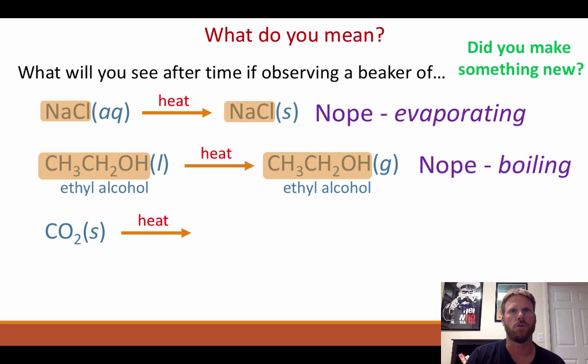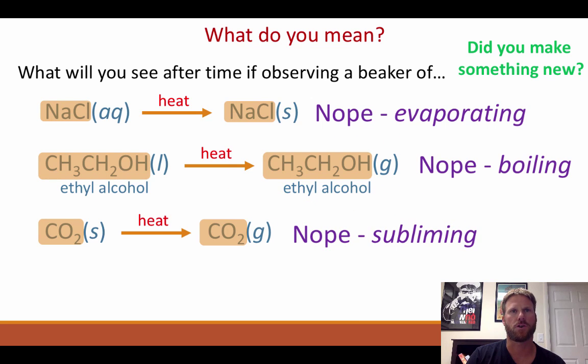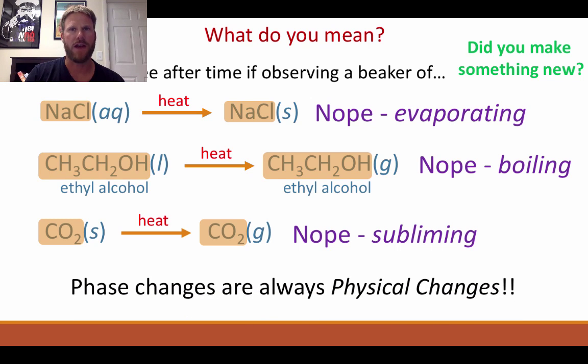Did you make something new when it came to heating the dry ice? Once again, dry ice is simply turning from the solid phase to the gas phase. All it is doing is subliming. You did not make anything new. Even though there is a phase change, the substance produced, CO2 gas, is the same as the substance you started with, CO2 in the solid phase. Notice all three of these changes involved phase changes, evaporating, boiling, subliming. One easy thing to remember is that phase changes are always physical changes.